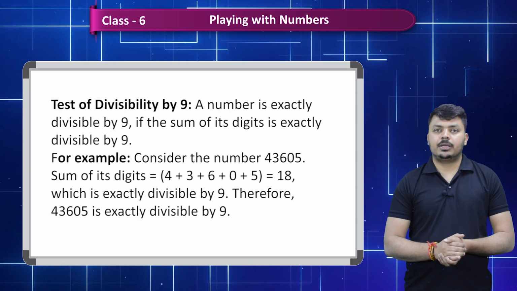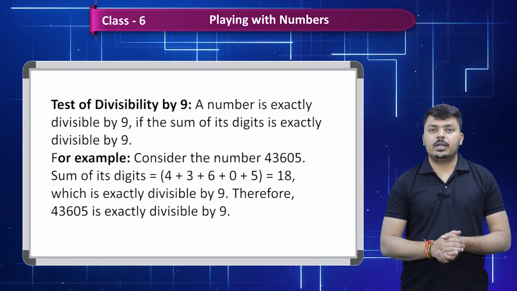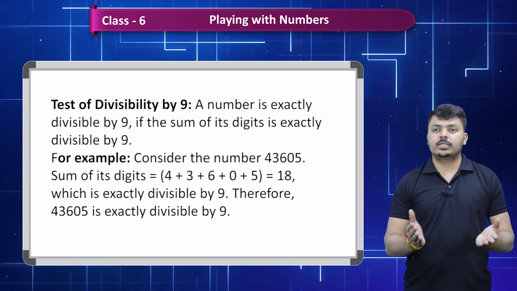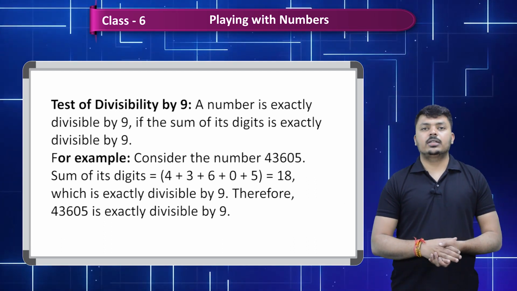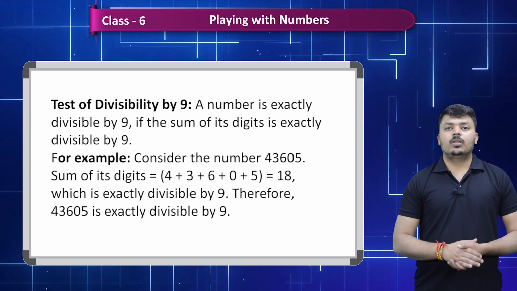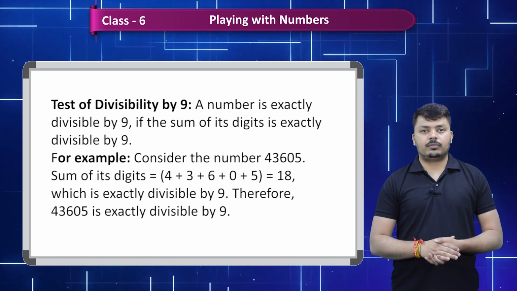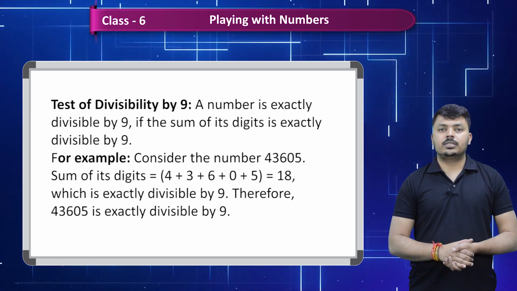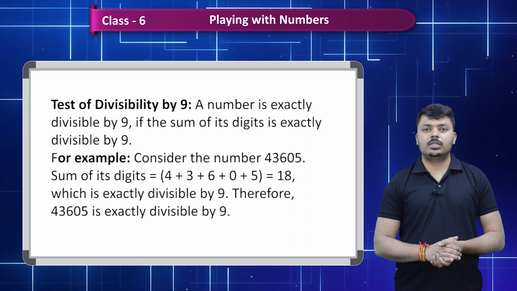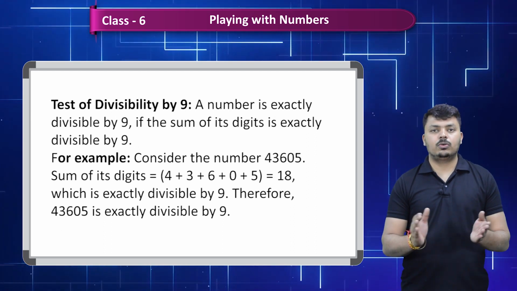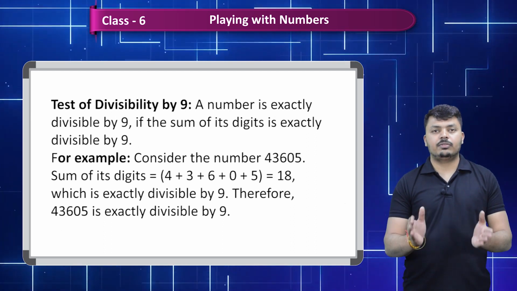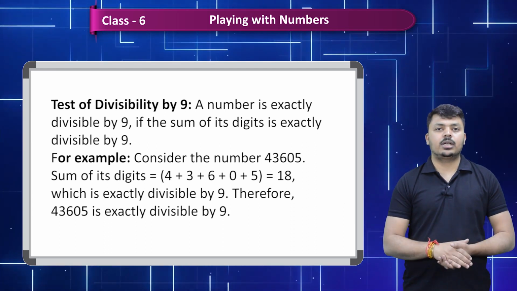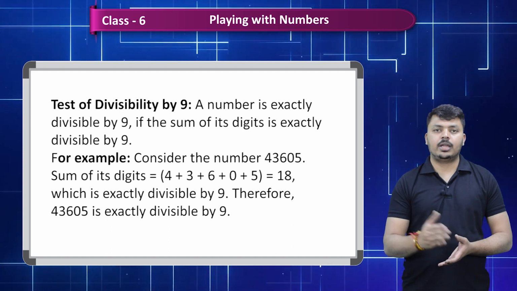Test of divisibility by 9. A number is exactly divisible by 9 if the sum of its digits is exactly divisible by 9. For example, consider the number 43,605. Sum of its digits is equal to 4 plus 3 plus 6 plus 0 plus 5 equals 18, which is exactly divisible by 9. Therefore, 43,605 is exactly divisible by 9.